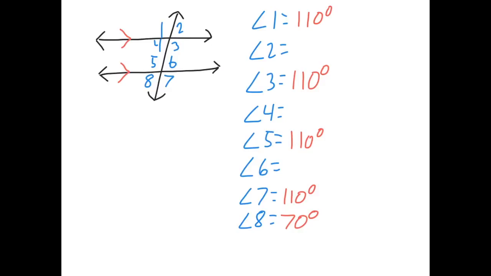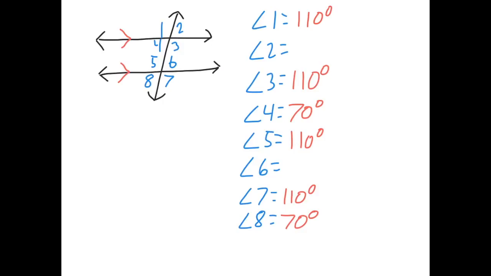Then, from angle 8, angle 8 corresponds to angle 4 because they're on the bottom left. So angle 8 and angle 4 are congruent. So that's also 70 degrees.